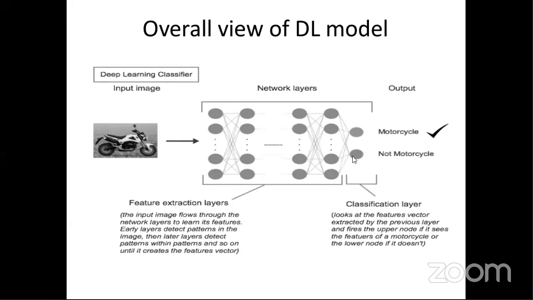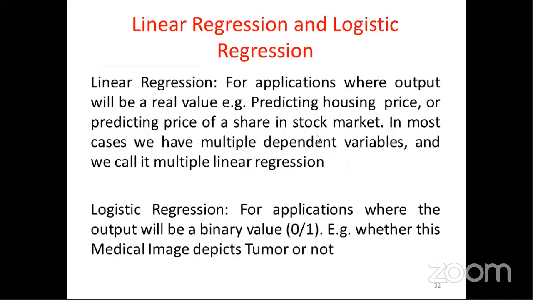So in this deep learning model, what you are doing is an image is being given and one part extracts the features. Once it has extracted the features, it gives them to the other part of the network layers, the deep learning model. The second part will classify and give the output whether it is a motorbike or not a motorbike. So this classification is called a binary classification.